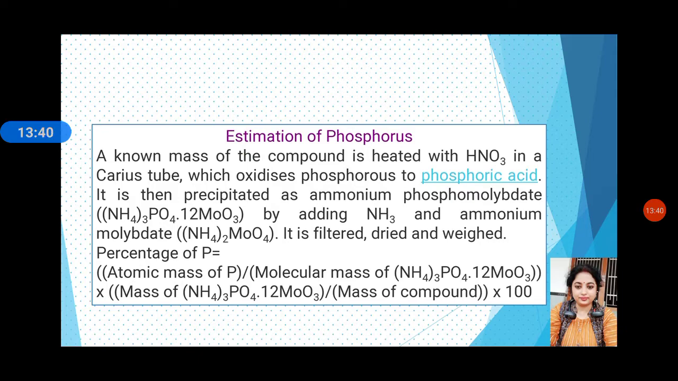Carbon and hydrogen are oxidized to carbon dioxide and water respectively. Now, the turn for phosphorus. Phosphorus present in the organic compound is oxidized to phosphoric acid. What is the formula of phosphoric acid? H3PO4. And further it is precipitated as ammonium phosphomolybdate.